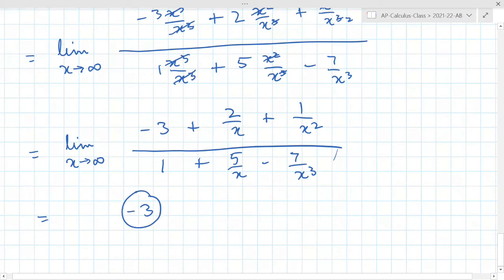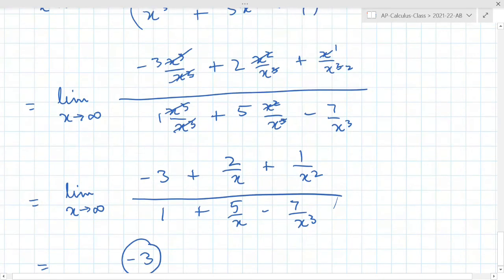Now, if you notice by what we are doing, only the biggest power term is making a difference because the lower terms become 0 when x is going to infinity. Same will happen for negative infinity.